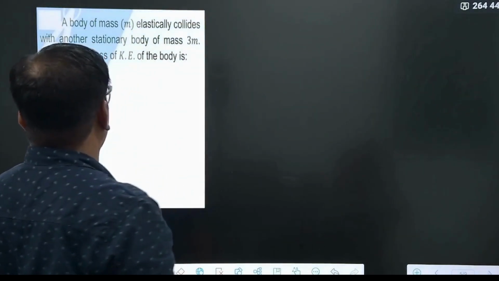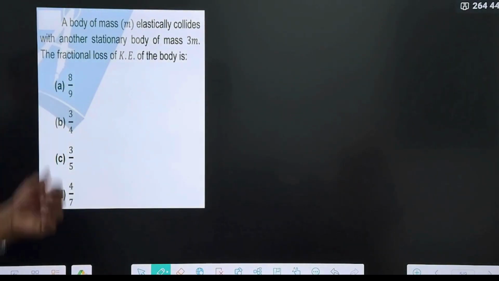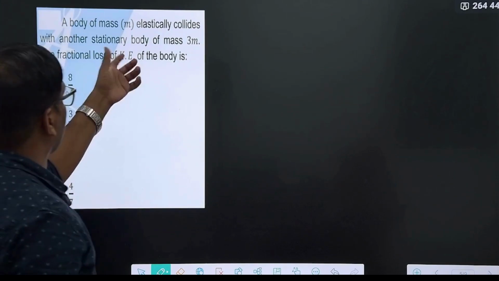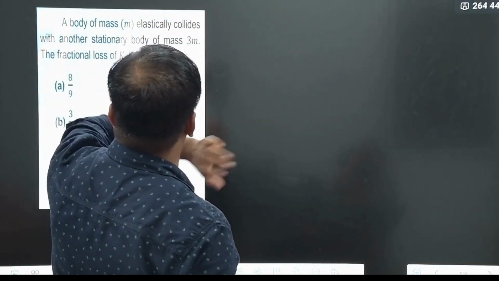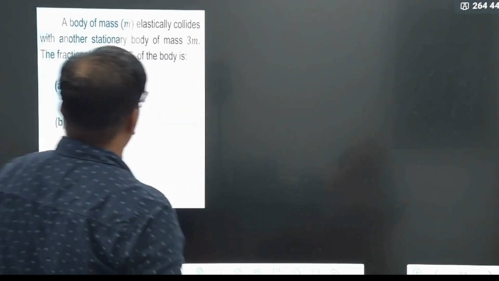Okay. So a body of mass m collides elastically with another stationary body of mass 3m. Find the fractional loss of kinetic energy of the body.